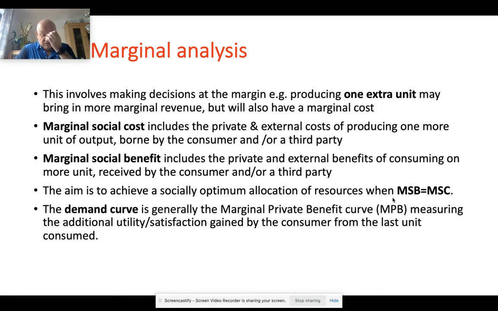Now, in some instances where we're talking about the demand curve, that's generally the marginal private benefit curve. Okay, so that's what we're talking about when we think about what we as individuals are getting in terms of the benefit. And then we're actually measuring the additional utility or satisfaction gained by the consumer from that last unit being consumed. Okay, and we'll show how that works diagrammatically shortly.